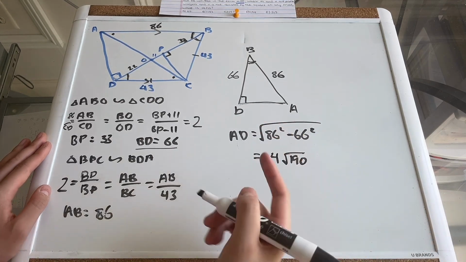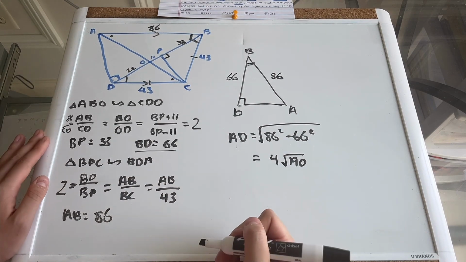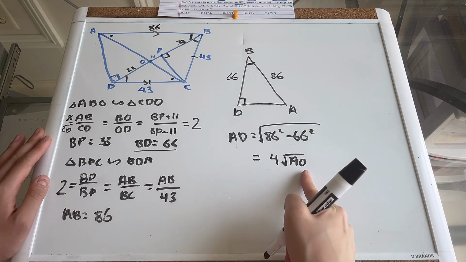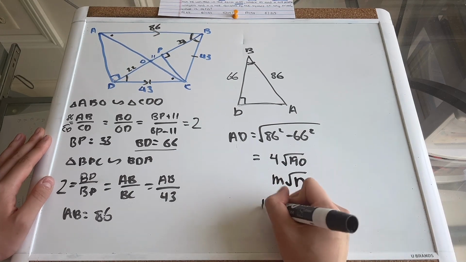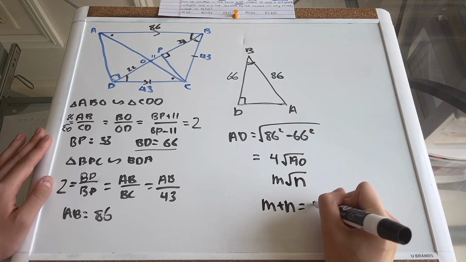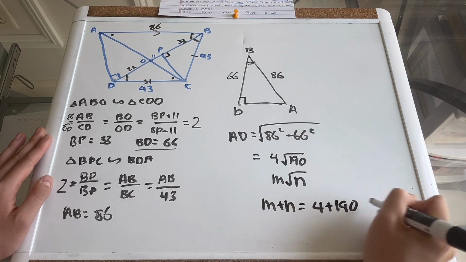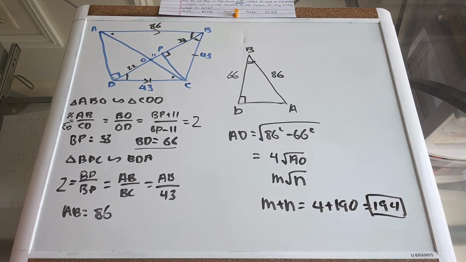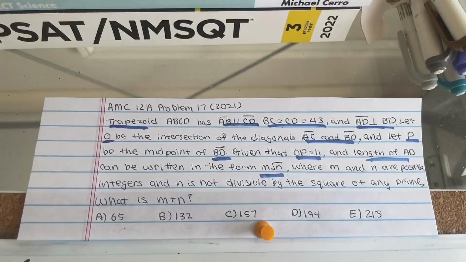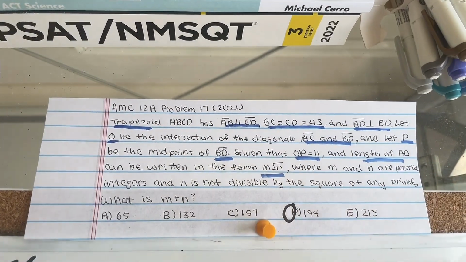So the question is asking you what is m plus n, where m is this and here is n, because it is written in the form m times the square root of n. So m plus n is going to be 4 plus 190, which is equal to 194, and that is going to be your answer. Looking at our answer choices, we can see that the answer is going to be D, 194.